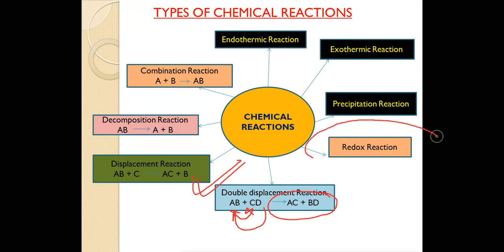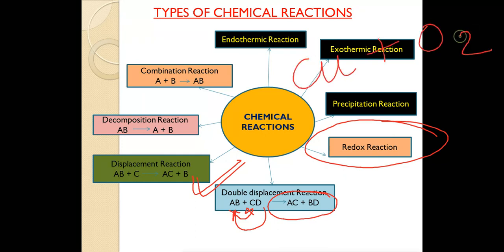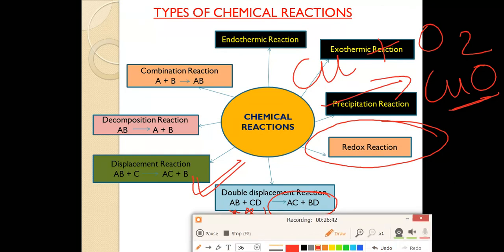And the fifth type of reaction is redox reaction. Redox means reduction and oxidation. So redox reactions are those reactions in which reduction and oxidation take place simultaneously. For example, Cu plus O2. In this, oxygen will combine with copper to form copper oxide, CuO. So it is an example of oxidation reaction, right? So in redox reaction, reduction and oxidation take place simultaneously.